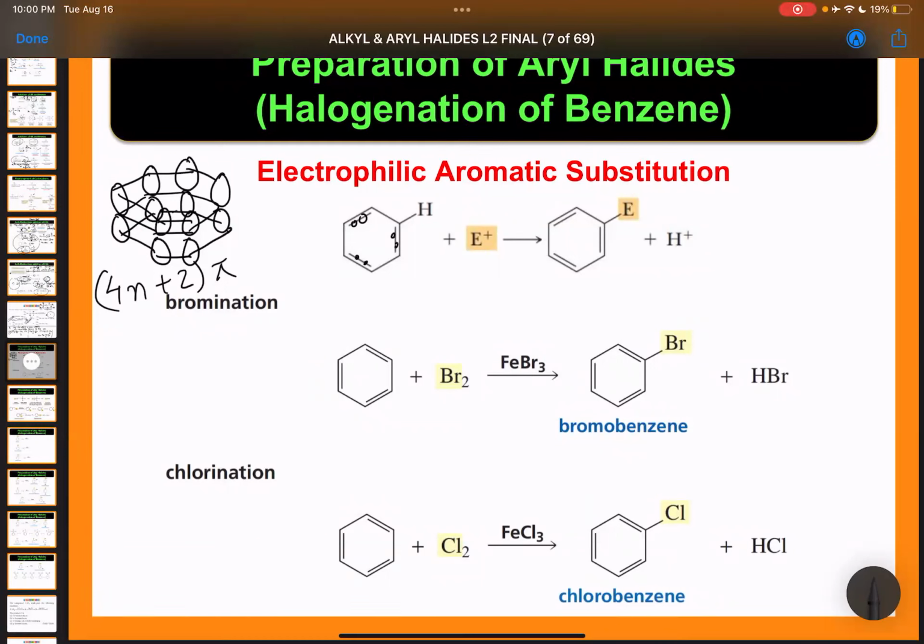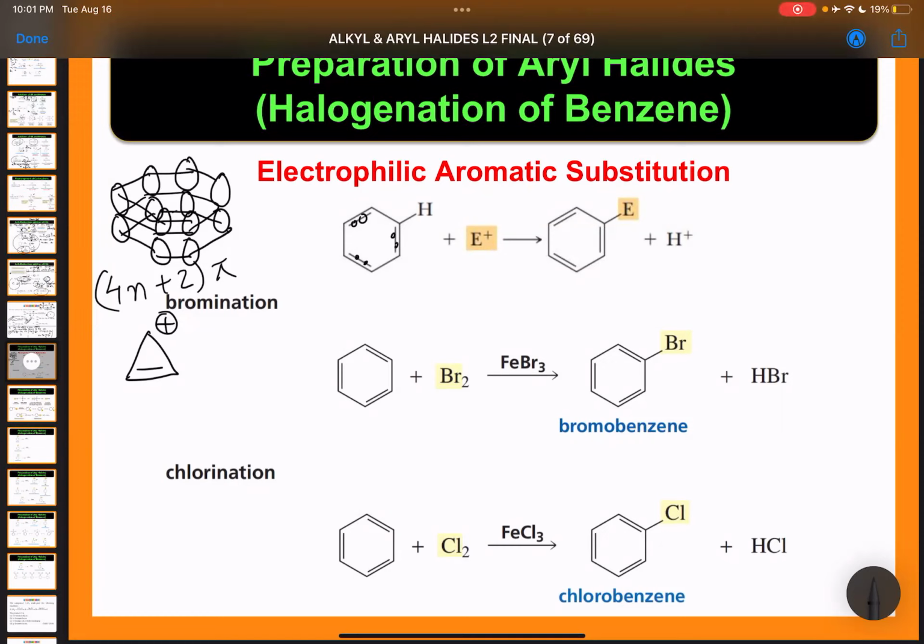For example, if you take n as 0, it will be 2 pi electrons. So this is also an aromatic compound. The 2 pi electrons can go like this towards the positive charge, and the positive charge will come here. Then they can come like this, and the positive charge will come here. So actually the 2 electrons are moving in a cyclic manner. So this is also aromatic.